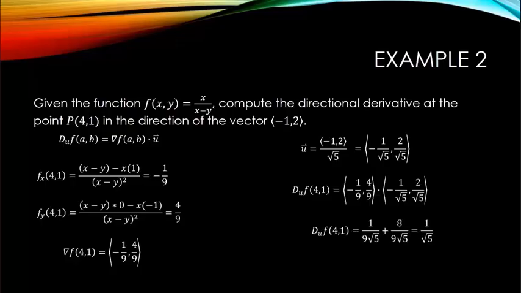This gives me a directional derivative that is equal to 1 over 9 times the square root of 5 plus 8 over 9 times the square root of 5, which is equal to 1 over the square root of 5.